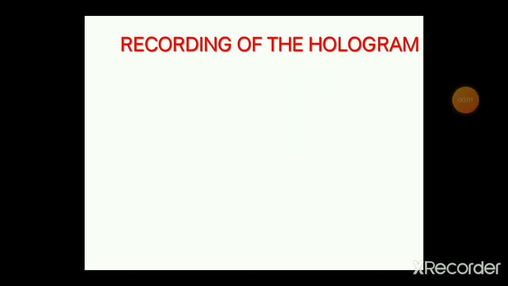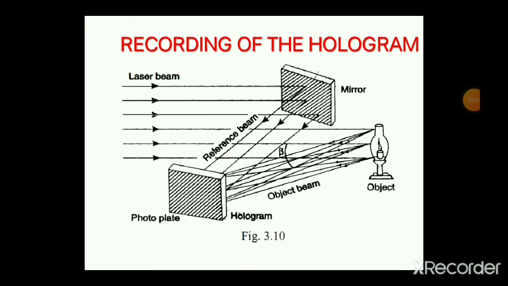Recording of the hologram. In the arrangement, a broad laser beam is divided into two beams, namely a reference beam and an object beam, by a beam splitter. The reference beam goes directly to the photographic plate, and the second beam of light is directed onto the object to be photographed.